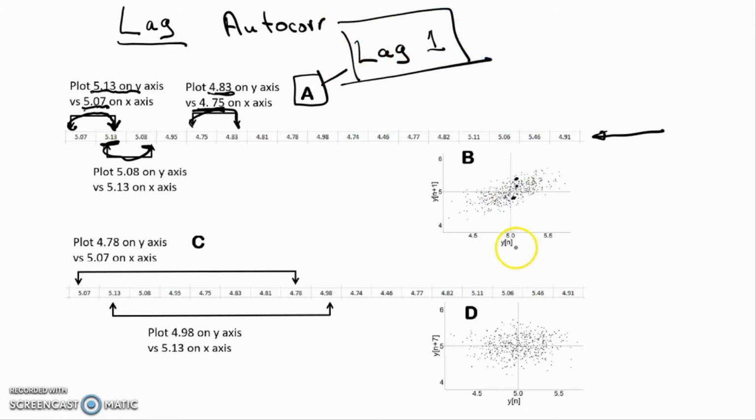So what we have on the x-axis, on the horizontal axis, is the nth value in this sequence of numbers. And what we have on the y-axis is the n plus 1th value. So you see a correspondence between the first and the second and the third. Looks like about the 1, 2, 3, 4, 5th and 6th, something like that.